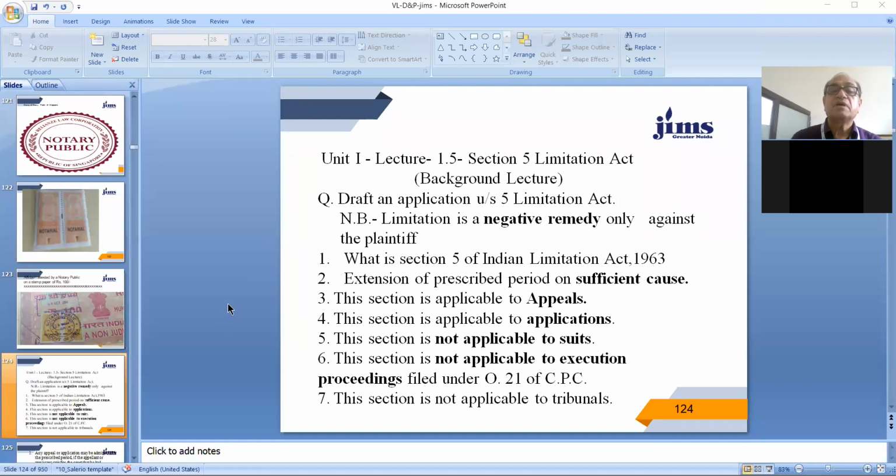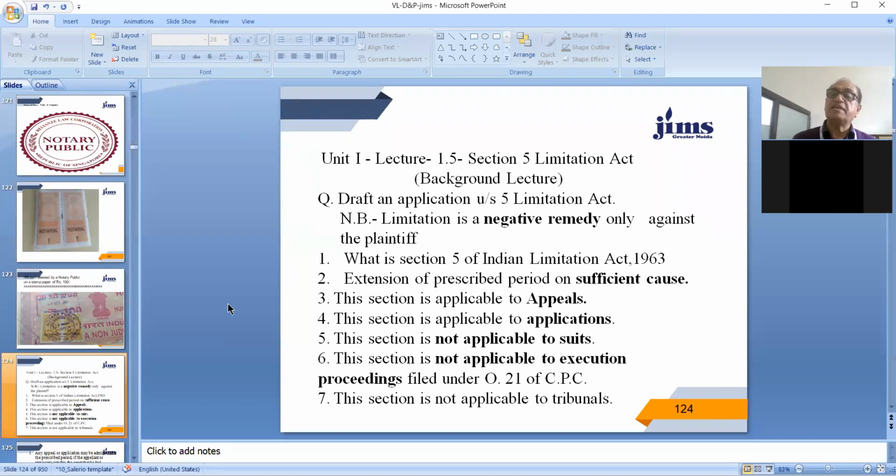Yes, sir. So we are going to study section 5 of the Indian Limitation Act, and this section, I told you, deals with extension of prescribed period on sufficient cause. Whatever period is written in the Limitation Act, how that period can be extended on showing sufficient cause.